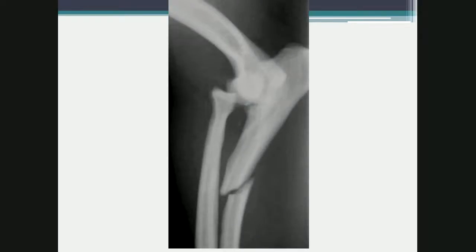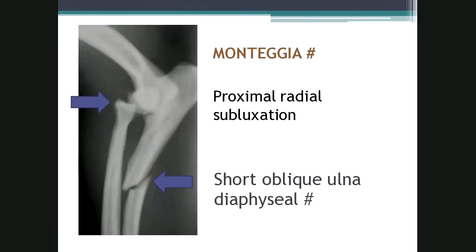In this case here, there is a proximal radial subluxation in a cranial direction, and there is a short oblique mid-ulnar diaphyseal fracture with mild caudal and proximal displacement of the distal fragment. This is called a Monteggia fracture, and this is a very specific type of fracture subluxation occurring in the antebrachium. The definition of this is a proximal radial subluxation concurrently with an ulnar fracture.